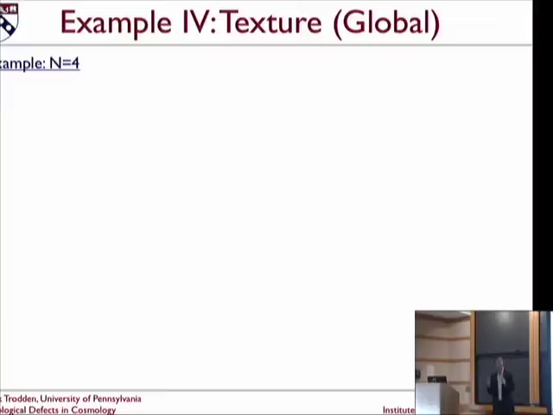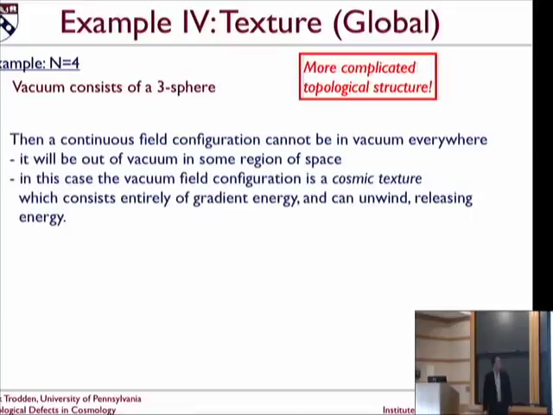If I had done a rotation which changed from point to point in space, I would have a local theory, a gauge theory. And I'll write one of those down in a moment. But the story that I told about the formation of those defects and their dimensionality and everything else will go through just the same. This is different, though. If I do the same with four fields, the vacuum is now a three-sphere. And it turns out any continuous field configuration cannot be in vacuum everywhere at all times, is the right statement. I should have written that differently here.